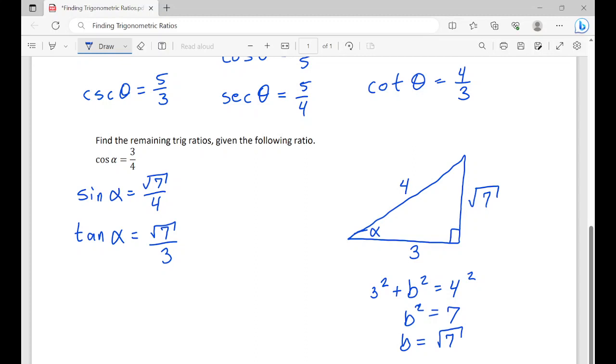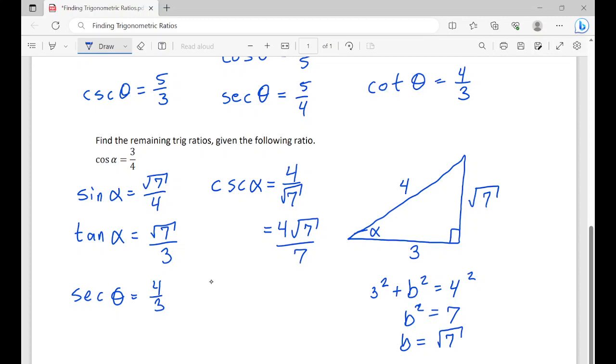Now I need the reciprocal of each one, so the reciprocal of cosine is secant, and that's just going to be 4/3. Now I need the reciprocal of sine, which is cosecant alpha, and that's just going to be 4 over root 7. But you can't have a square root in the denominator, so just rationalize it. And when you do that, you would end up with 4 root 7 over 7.